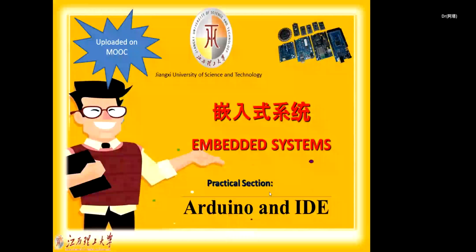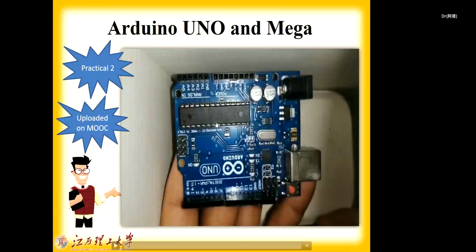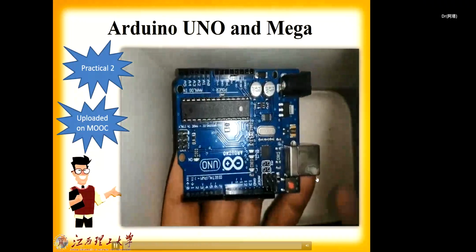Previously we reviewed some clips about the Arduino and the IDE. I already uploaded them on the MOOC in the practical section, and you can see that part. But now, very fast, I will show you two boards, Uno and Mega, so that you can see the difference between them. Let us then see this video that I took.